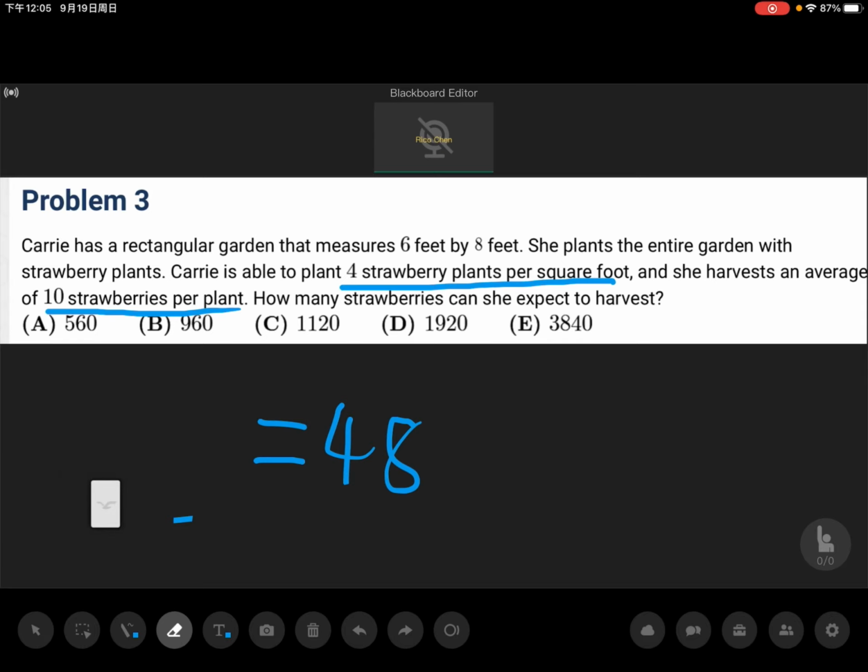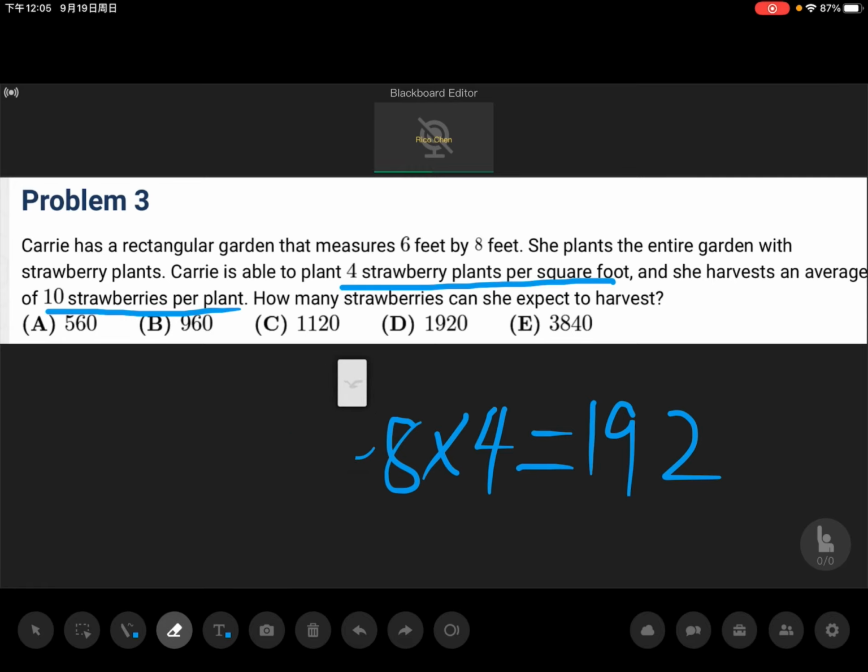Now, we multiply 48 by 4 to find the total amount of strawberry plants she can plant. 4 times 8 is 32, bring over the 3, which is 192. Yes. So, she is able to plant 192 strawberry plants. Ooh, that's a lot. And then for every strawberry plant, she can get 10 strawberries.